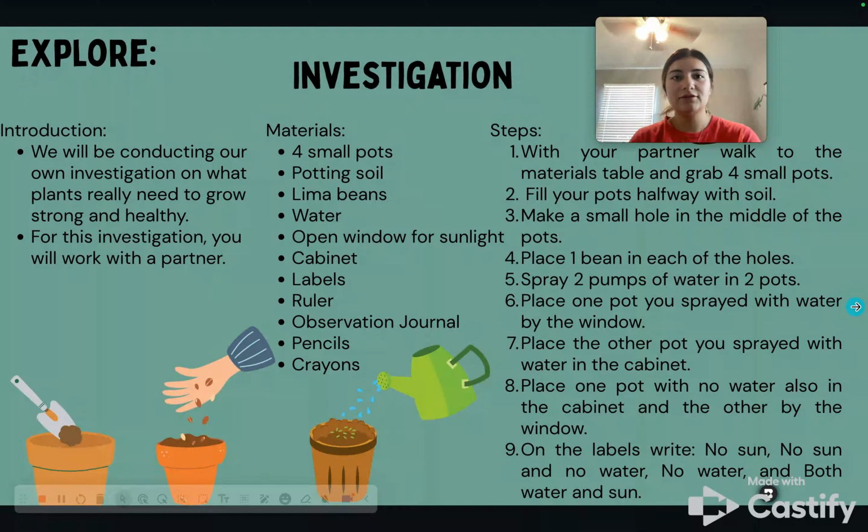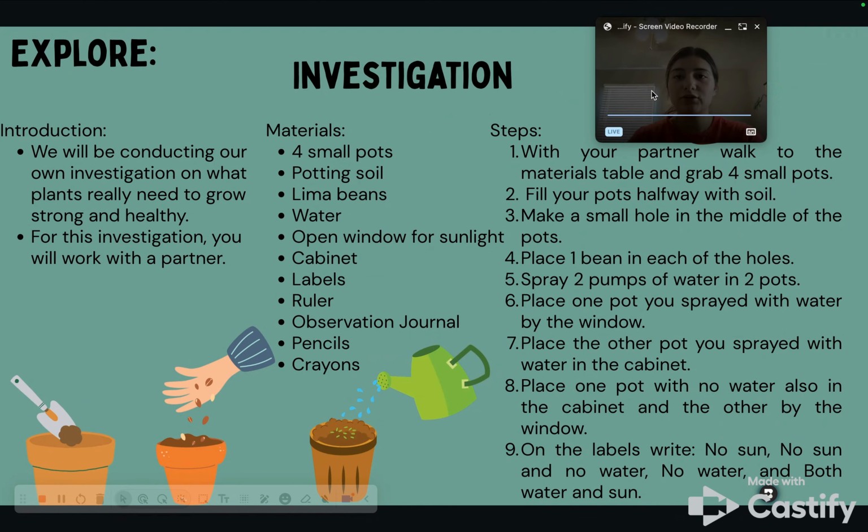All right, so for this lesson, we are actually going to conduct our own investigation on what plants really need to grow strong and healthy. And for this investigation, you are going to work with a partner. So these are the materials you are going to need. First, you're going to need 4 small pots, potting soil, lima beans, water, an open window for sunlight, a cabinet, labels, a ruler, an observation journal, pencils, and crayons.